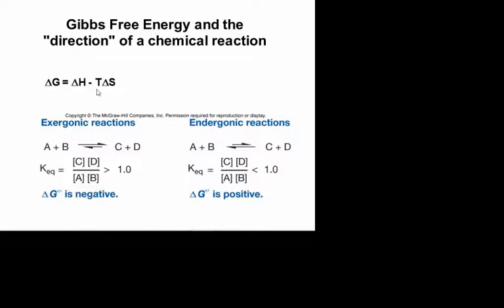Okay, so exergonic reactions will have a favorable delta G. So delta G will be negative. Endergonic reactions, delta G is positive. That means you need to put energy in to make the reaction go in that direction.